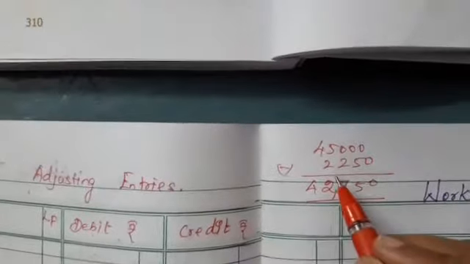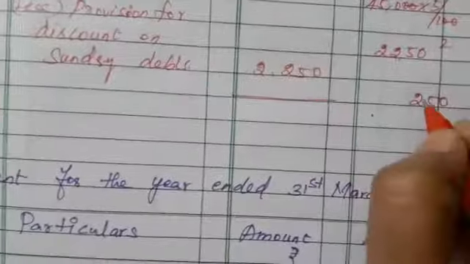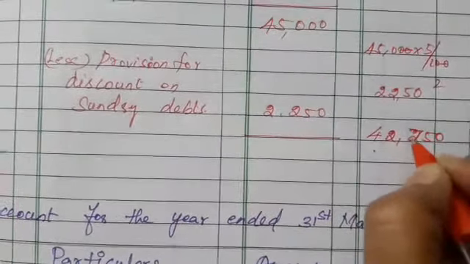So 45,000 minus 2,250 is the final amount, 42,750. Okay children, so right here it is 42,750, not 250. Okay, let's do the adjusting entries.